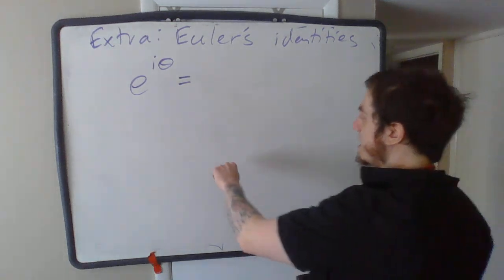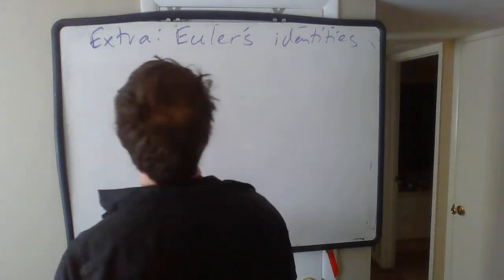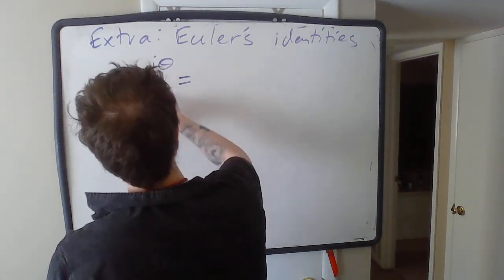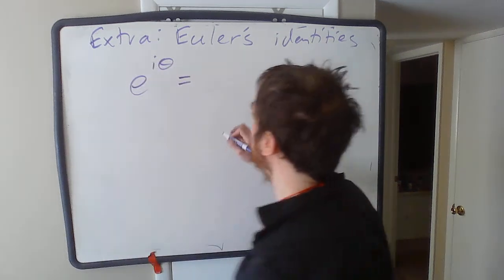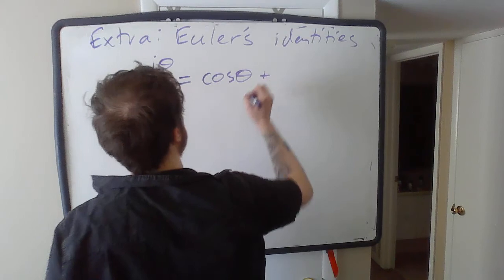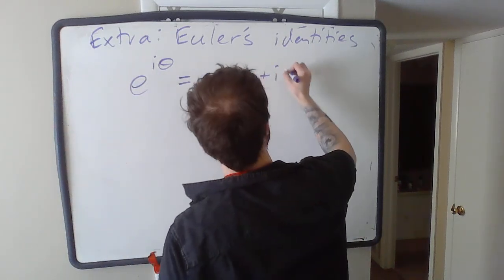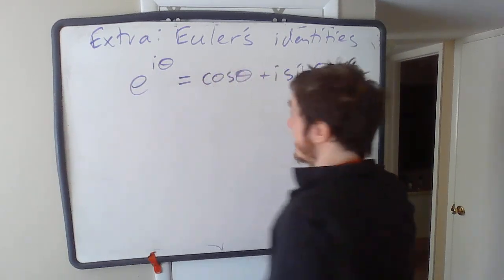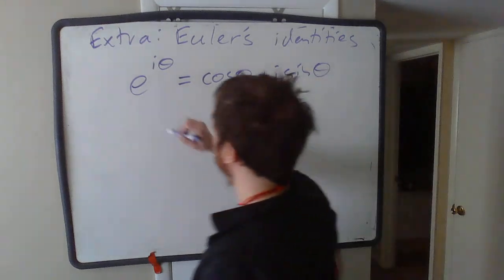So what does that mean? Well, it means that basically the real part of this is going to be the cosine of theta, and the imaginary part, as it's called, is going to be the sine of theta.